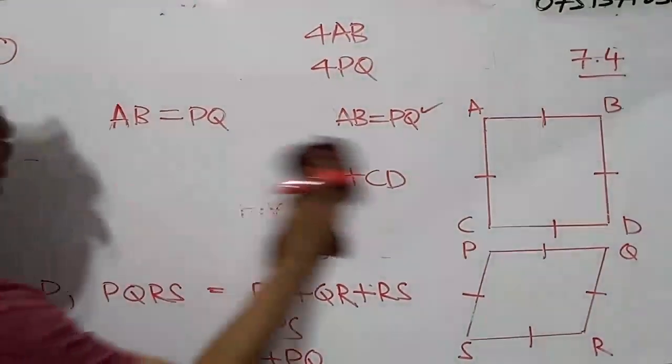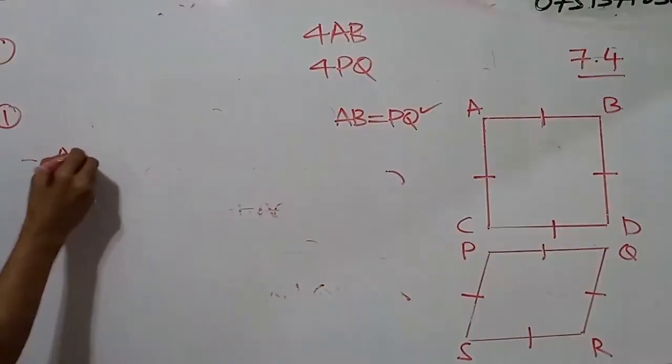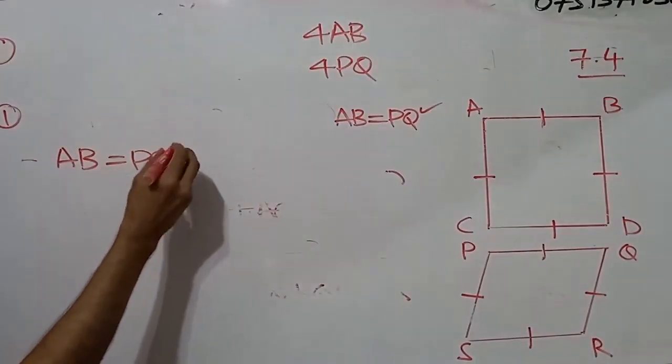Right. So what do we do now? So actually this is part 1 now. So we do know AB is equal to PQ.